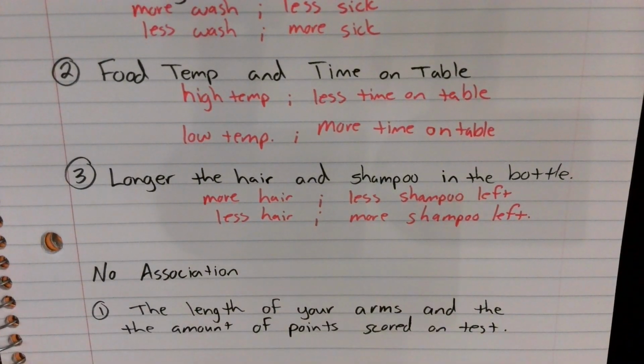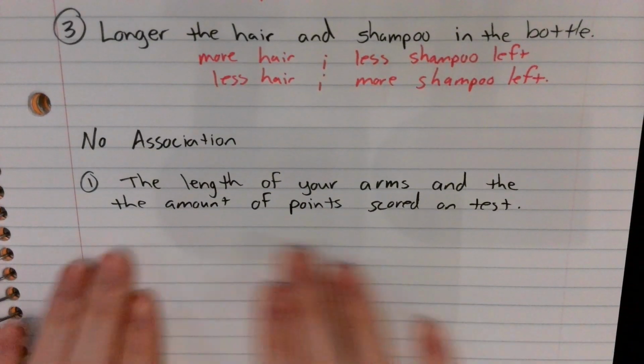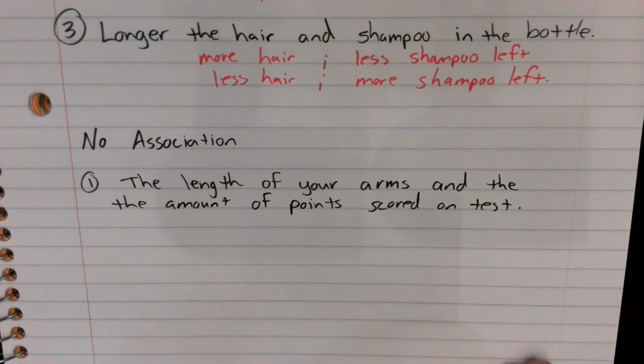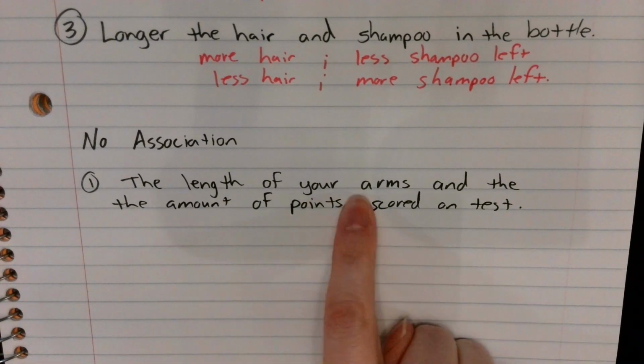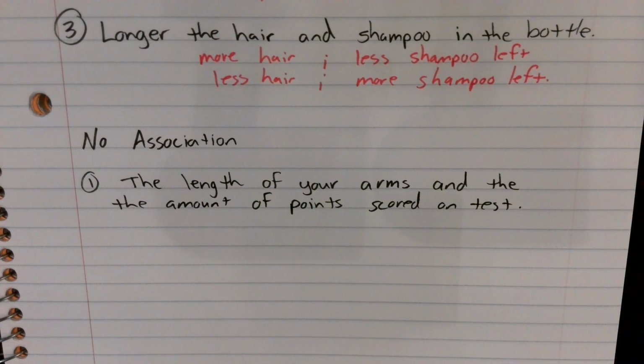Okay, and then no association whatsoever. I just gave one example, and obviously there's nothing for me to write that this goes up, this goes down, because no association means there's no relationship. The length of your arms and the amount of points scored on a test have absolutely nothing to do with each other. So there's no association, no correlation between those two events.